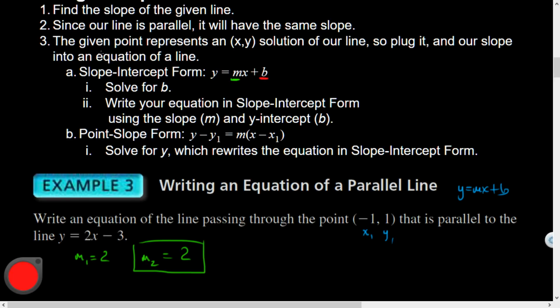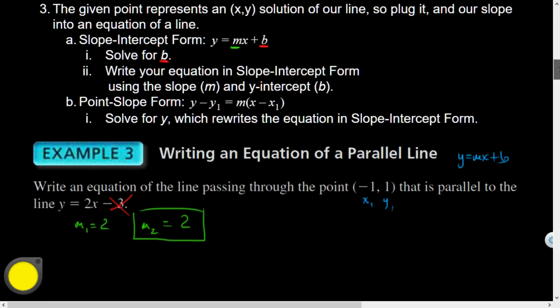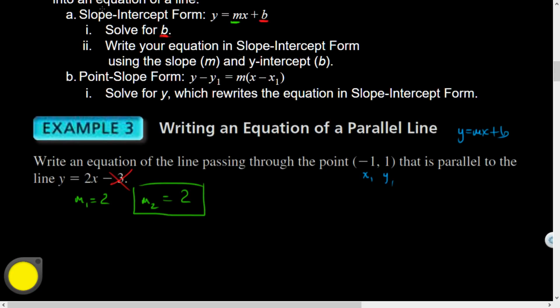Now, I've got a point, and I've got to find b. My b is not going to be their b. But this is an ordered pair, x comma y, that will make this equation true when I plug it in. So I'm going to do the classic algebra of plug in what I know and solve for what I don't.